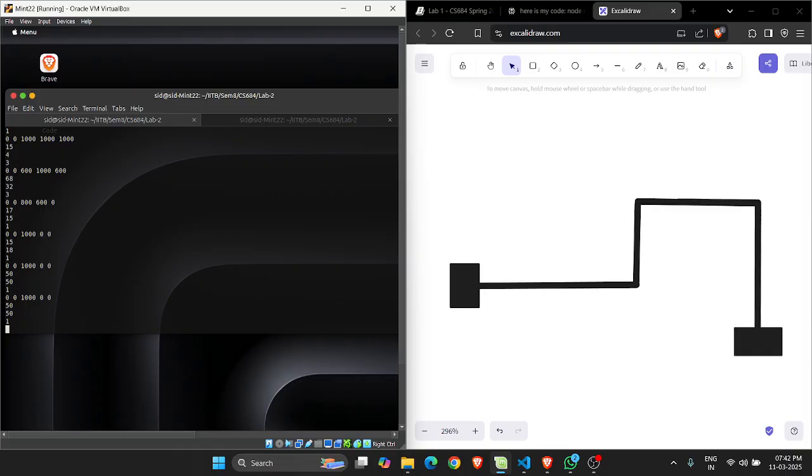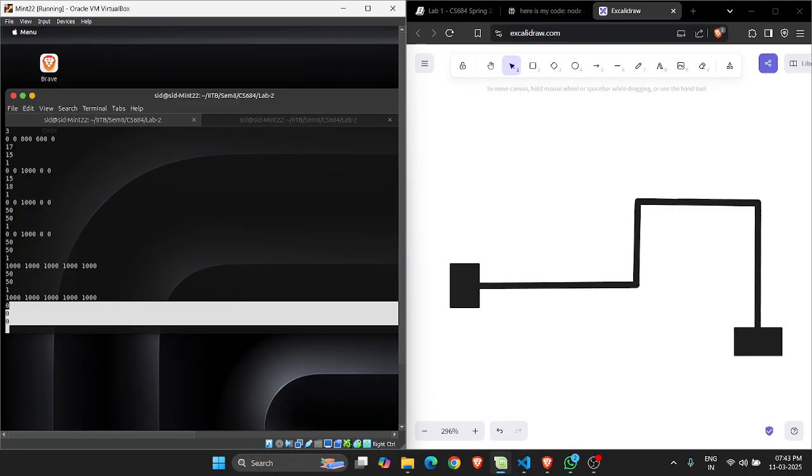Once we reach this block, all the sensors would have high values. All would be on the black block. This is the end block, so the input would be something like 1000 for all. And if we keep on encountering these values, which means it is the end, our bot will stop. So VL, VR is 0 and the direction is 0 as well, which is stop. So yeah, the bot stops here.